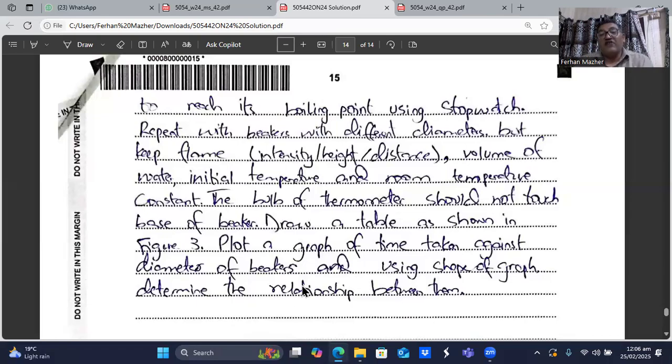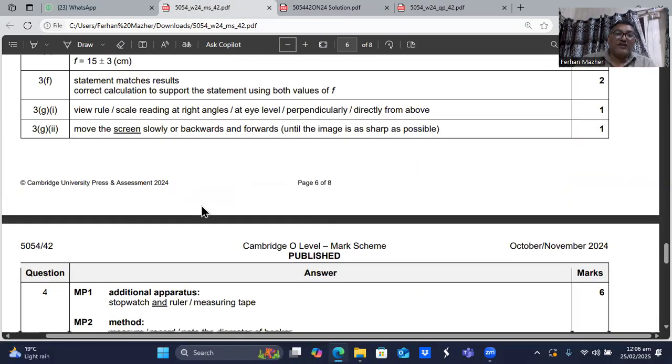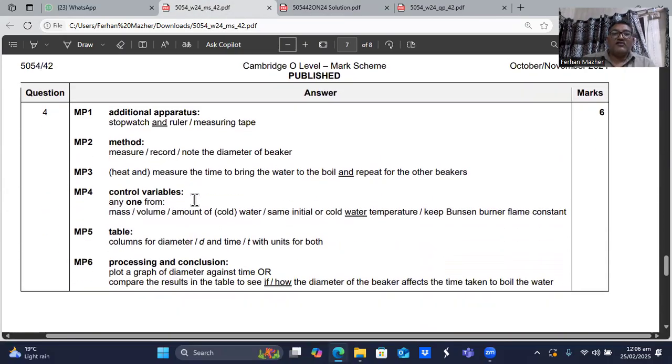Draw a table as shown in figure 3. Plot a graph of time taken against the diameter of the beaker, and using the shape of the graph, determine the relationship between them. So this is how you will plan an experiment to investigate. So let me show you.